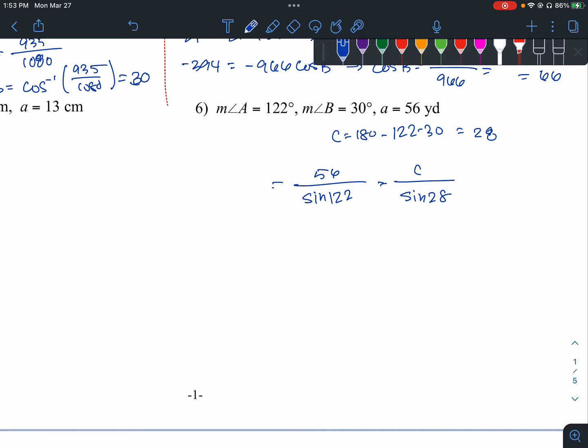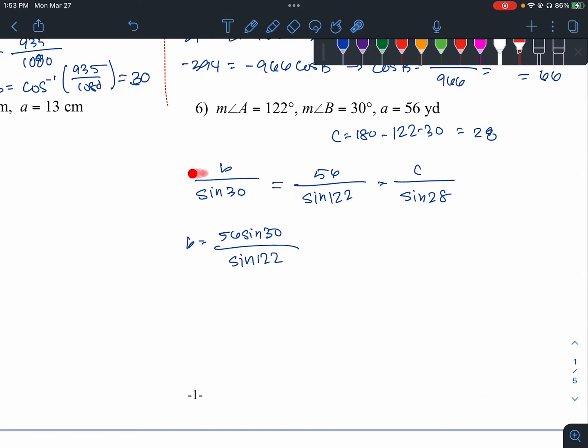And then this is going to be equal to B divided by sine of 30. So just to hurry past this, you can again ignore this side right here briefly to solve for B. You can multiply top here and top here by sine of 30. So B is equal to 56 sine of 30 divided by sine of 122.